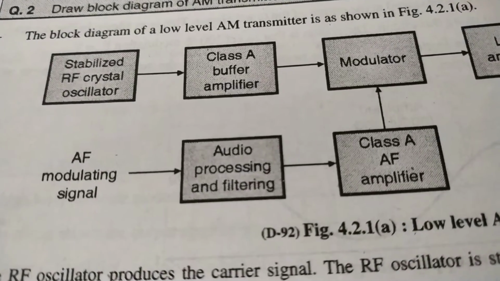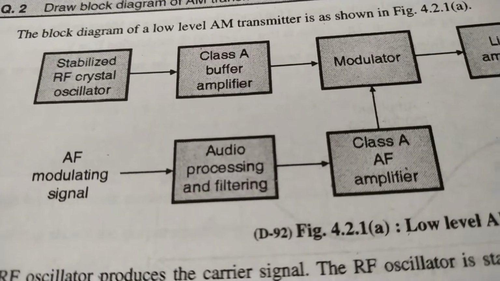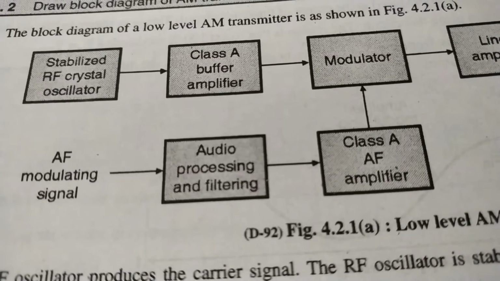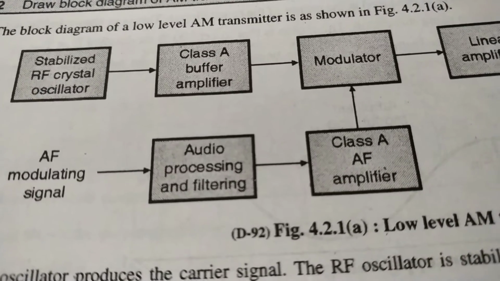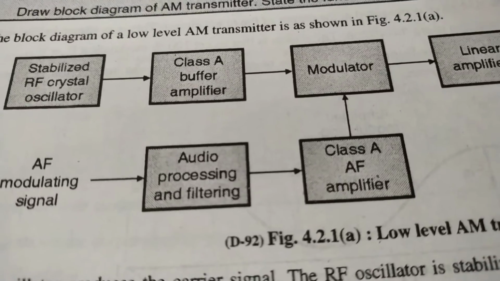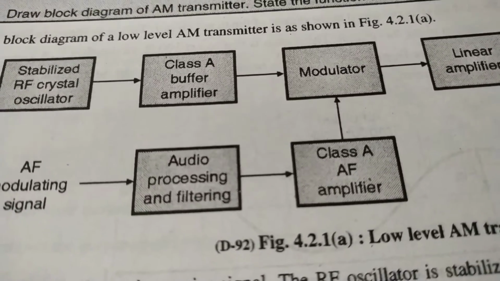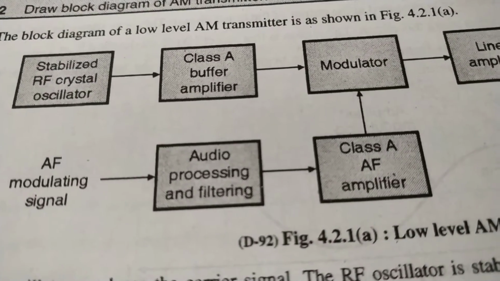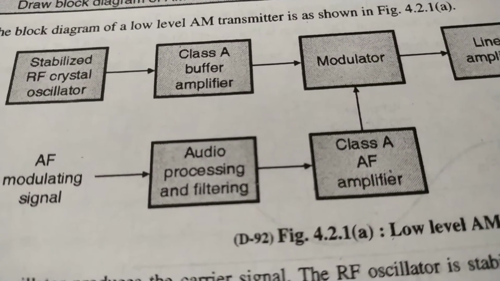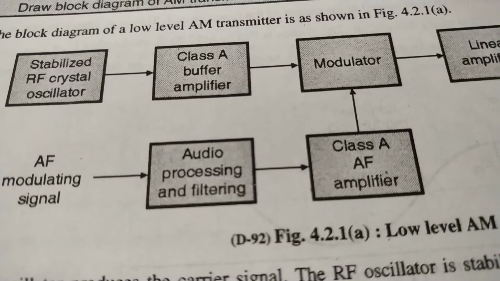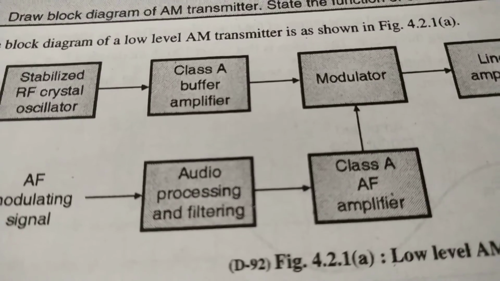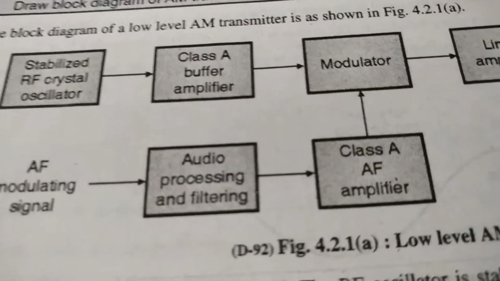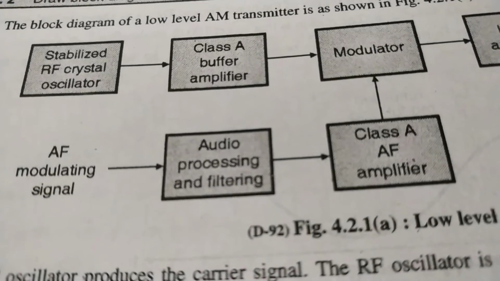Next, at the bottom you can observe the AF modulating signal. The AF modulating signal means the audio frequency modulating signal, or the original signal. Then there is audio processing and filtering, and here you can observe the class A AF amplifier. On this side we generate our original modulating signal, or the baseband signal. So from the upper side the carrier signal is coming, and from the lower side we generate our original signal.